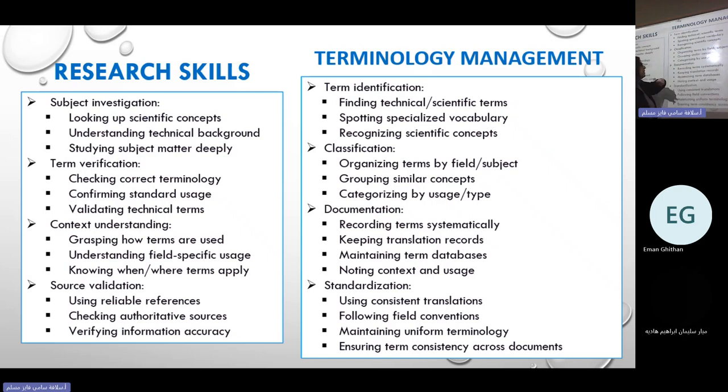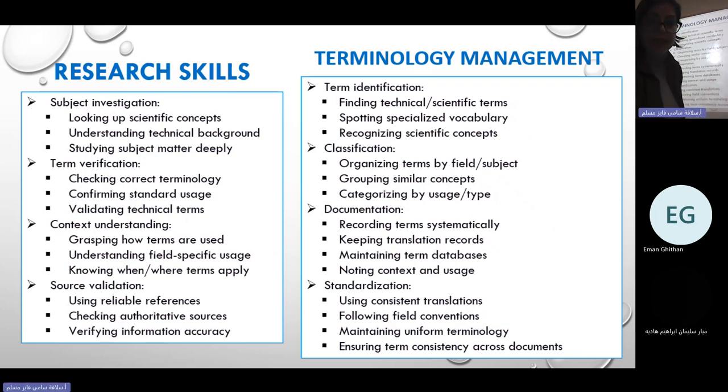Documentation: recording terms systematically, keeping translation records, maintaining term databases, noting context and usage. Where do you use this term more frequently? Standardization: using consistent translation, following field conventions, maintaining uniform terminology, ensuring term consistency across documents. And these are documents that always use these words in a specific way.